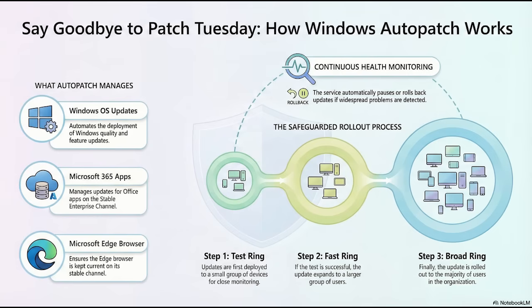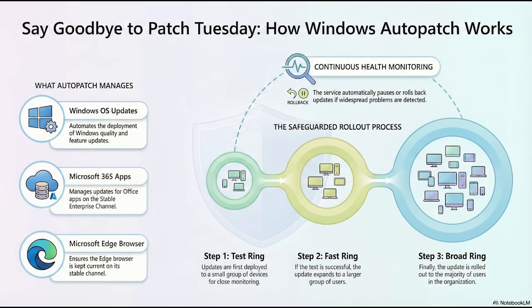Walk me through what Autopatch is actually managing. What's in its scope? It covers three essential components. First, Windows updates themselves. Second, Microsoft 365 apps, and it specifically targets the stable and recommended monthly enterprise channel. And third, the Edge browser on the stable channel. Autopatch makes sure all of these are updated continuously and cohesively.